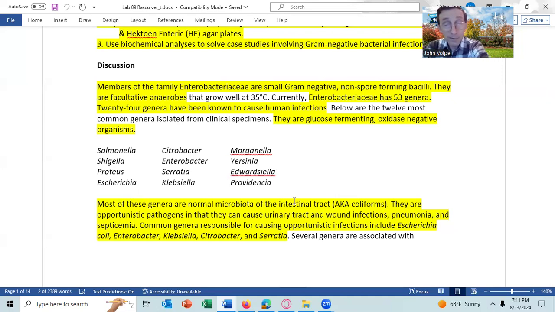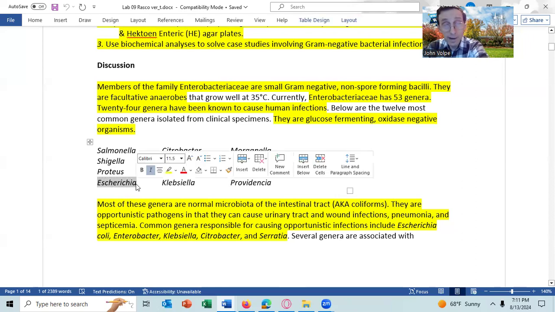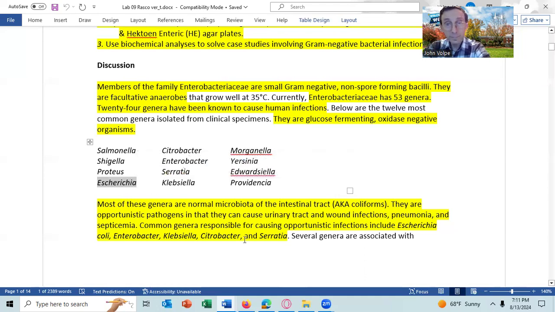Now, there are strains of E. coli which do cause infections even when it is in the gut. And we'll talk a little bit about those. So common genera causing opportunistic infections include Escherichia, like E. coli, Enterobacter, Klebsiella, Citrobacter, and Serratia.